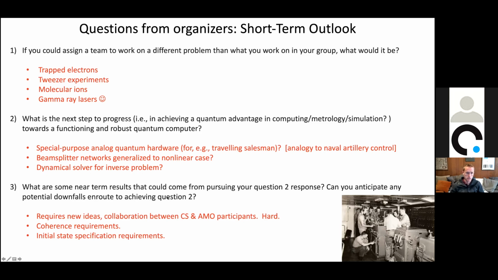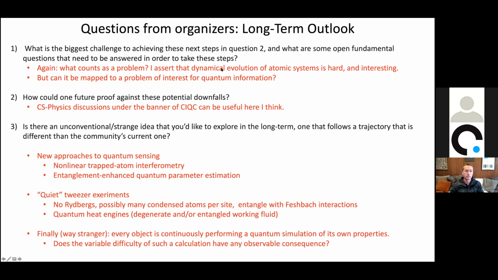Near-term results and potential downfalls, I guess I answered potential downfalls. I think some of these ideas really do require the kind of collaboration between different tribes and different communities that hopefully this Challenge Institute will enable. Yeah, I guess I think a big challenge here is mapping the things that are feasible in atomic physics experiments to problems that are truly of interest from the quantum information perspective. So I hope that's possible, but I think it's an open question and something we can all discuss.